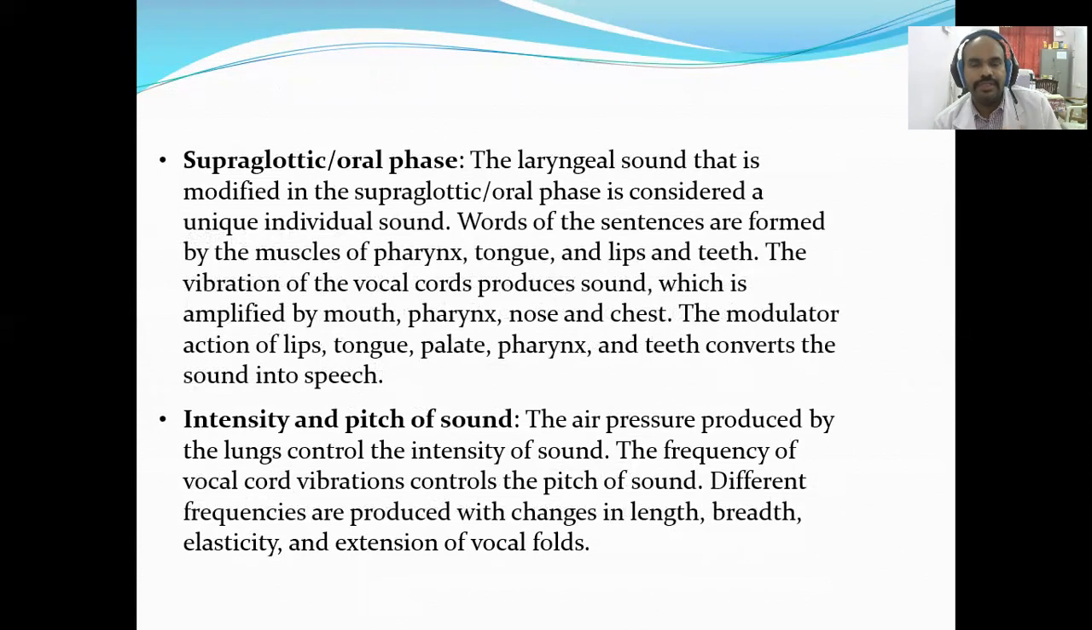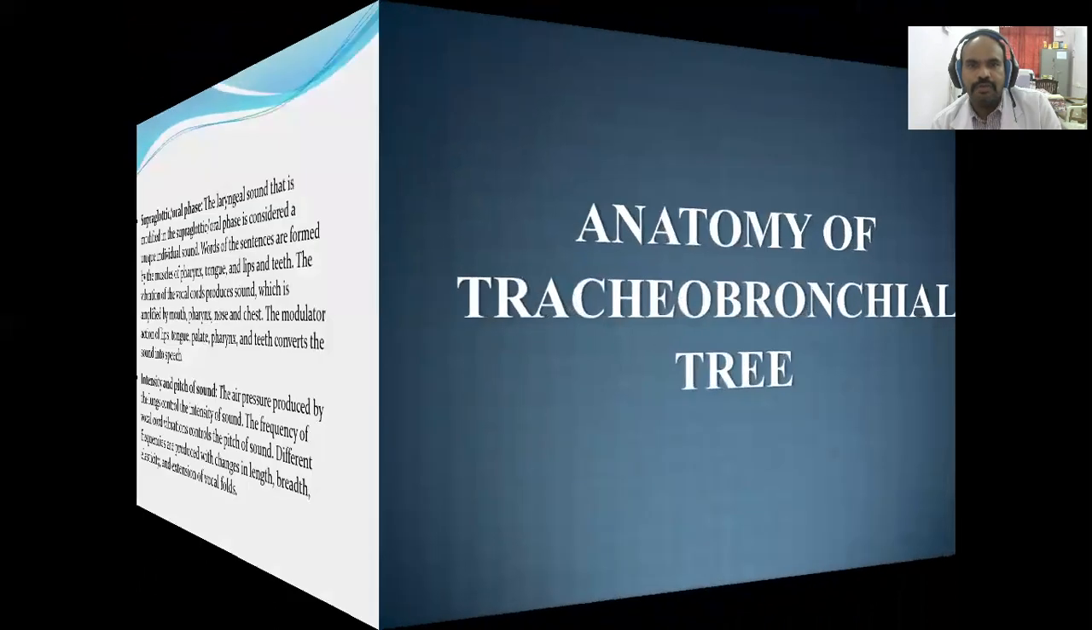So you have this modification which is happening at the level of the supraglottis. The intensity and the pitch of the sound. The air pressure produced by the lungs controls the intensity of the sound. So whatever the lung intensity or the air pressure, it controls the intensity and the pitch of the sound. The frequency of the vocal fold vibrations controls the pitch of the sound. Different frequencies are produced with change in length, breadth, elasticity, and extension of the vocal folds.